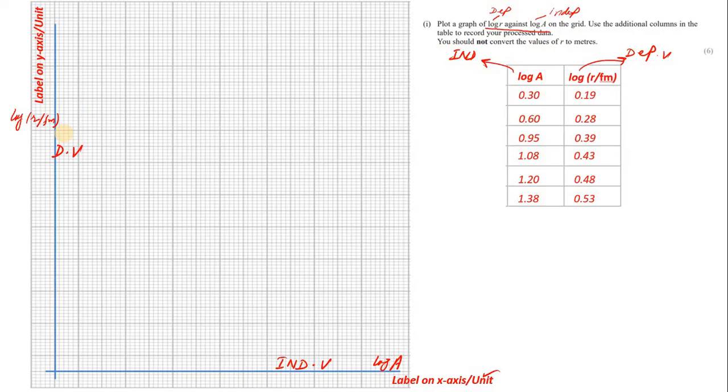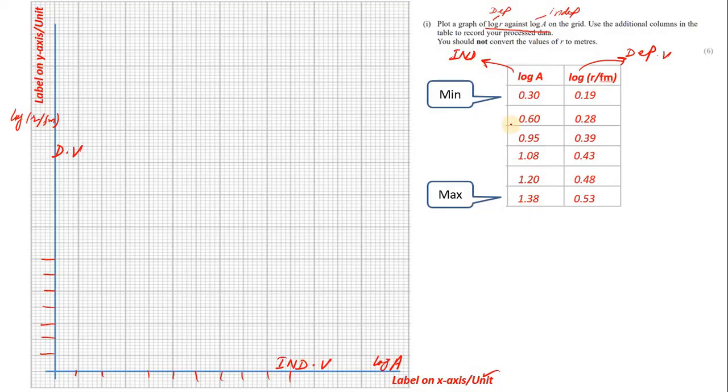This is the first thing. And after labeling the axis, you need to mark the values here. This is another important task: how to choose these numbers. This is called scale, or scaling the axes. So we need to choose the proper scale. The idea of choosing a proper scale is that you choose the maximum and minimum numbers. So for log of a, this is your minimum value, and the maximum value is 1.38.